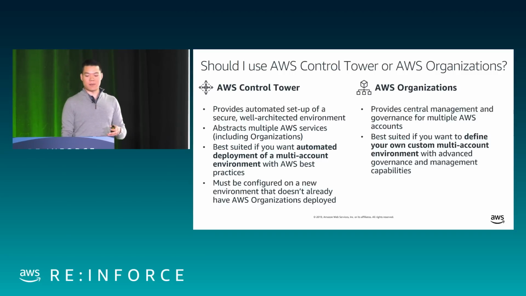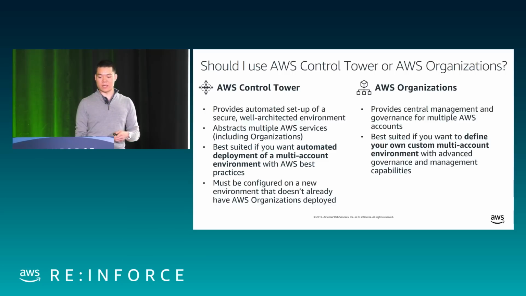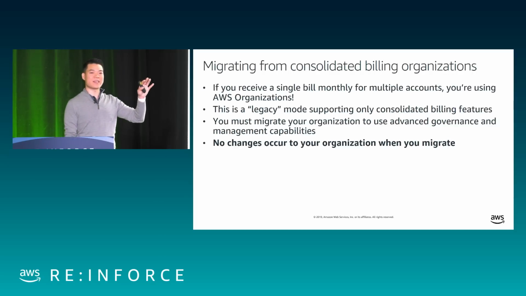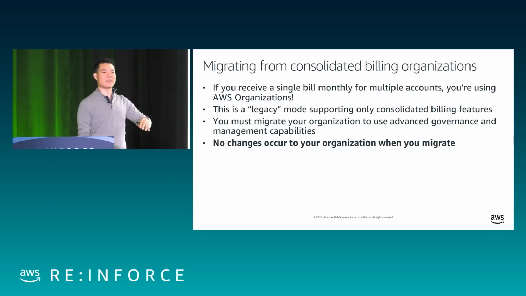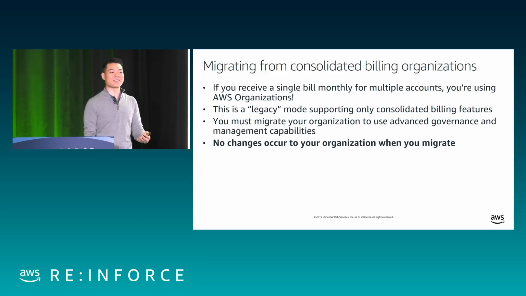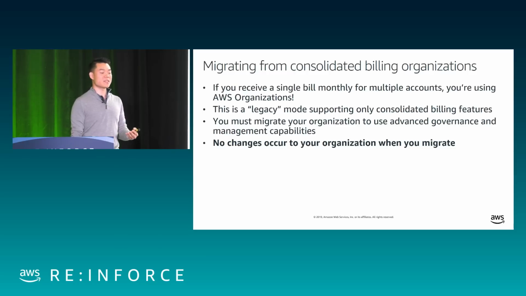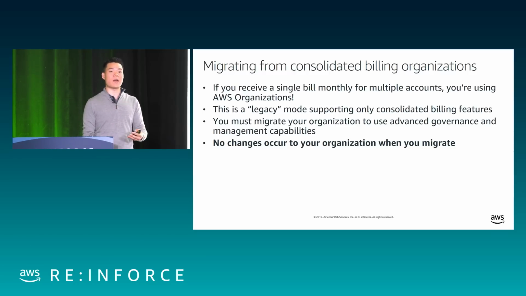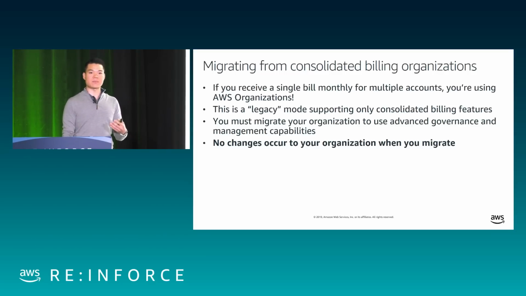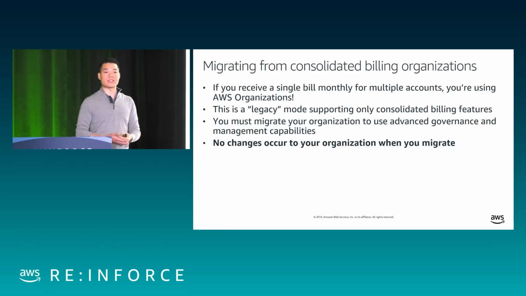The other question that customers ask me all the time is migrating from consolidated billing organizations to all features organizations. So for those of you that kept your hands raised that said that you weren't using Organizations but received a consolidated bill for multiple accounts, earlier, well, surprise, you're actually using AWS Organizations behind the scenes. This is a legacy mode of Organizations that only provides you with the consolidated billing features. And so if you want to take advantage of all of the advanced management and governance capabilities available within Organizations, you're going to have to migrate your organization.